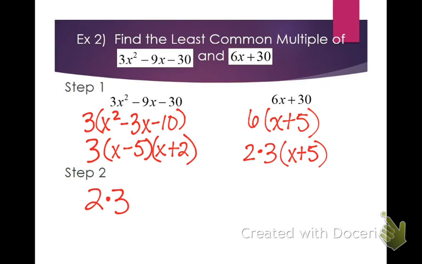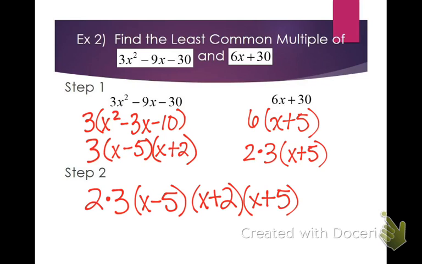What's another factor? X minus 5. How many times does it appear? Once. Another factor? X plus 2. X plus 2 appears how many times? Once. And then our other factor? X plus 5. X plus 5 appears once as well.